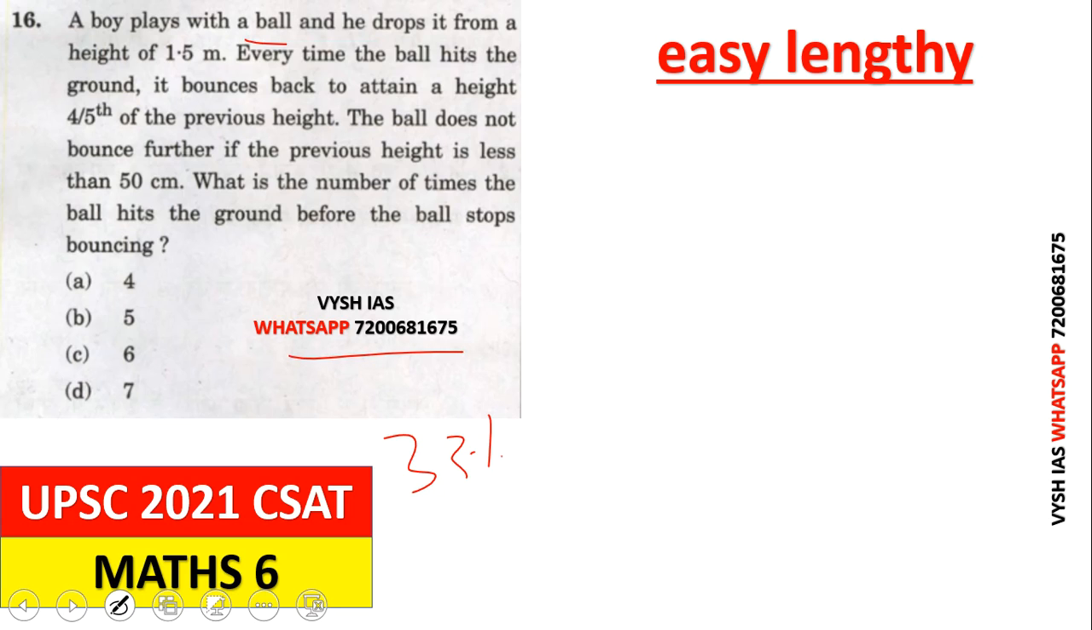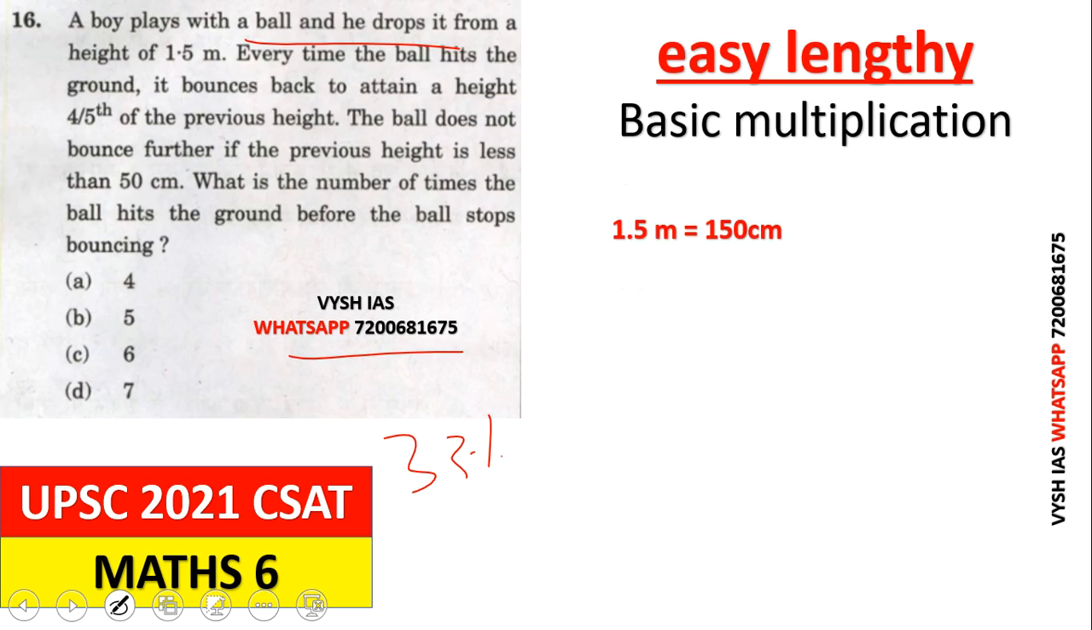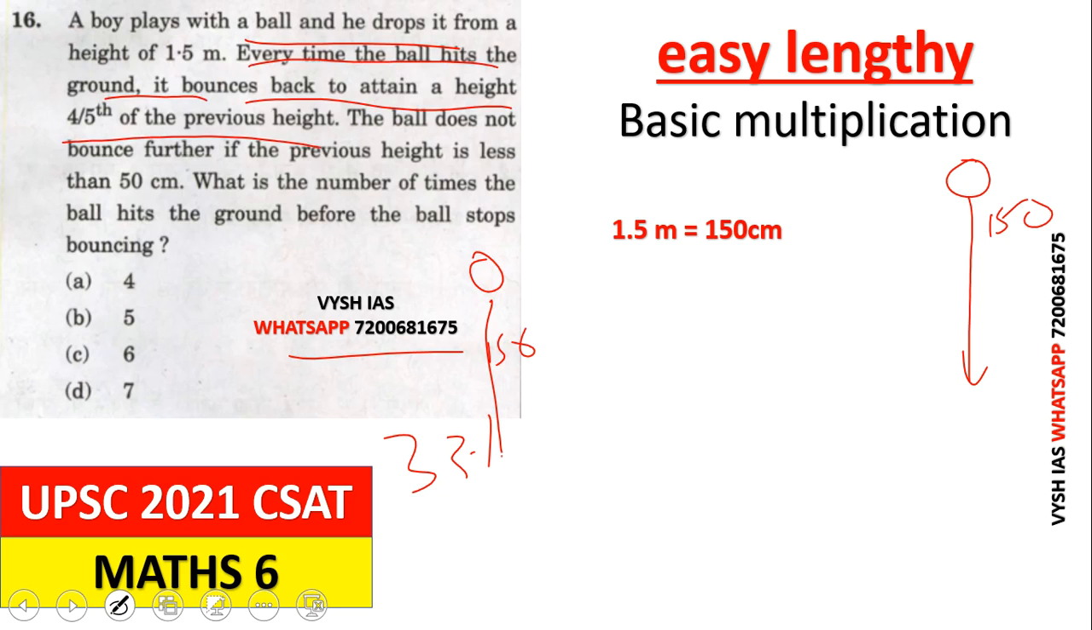Okay, a boy plays with a ball and he drops it from a height of 1.5 meter. 1.5 meter is what? 150 centimeter, right? Meaning you have a ball with you, and you are dropping it from a height of 150. Okay, I'll draw this side. 150. But what is the condition? Every time the ball hits the ground, it bounces back to attain a height of 4/5 of the previous height.